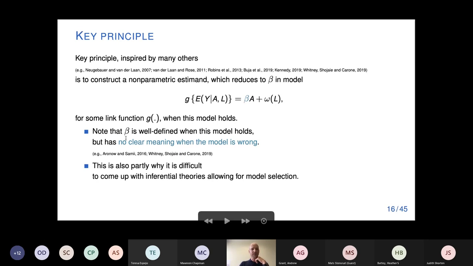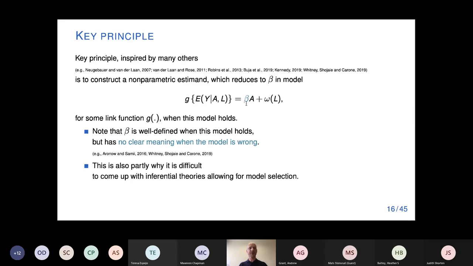If that model holds, then beta is clearly well-defined, but if we stick with this model, then beta has no clear meaning when the model is wrong. And that's basically why in standard parametric modeling, it's usually so hard to come up with inferential theories that allow for model selection. Because if we deal with model selection, we are changing the model all the time. It's very likely that some of the models will be misspecified. And in misspecified models, we cannot really assign a clear meaning to the parameters in that model.